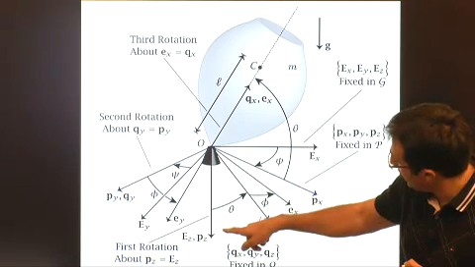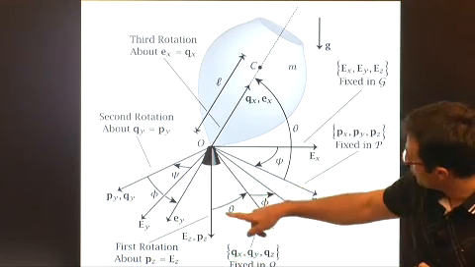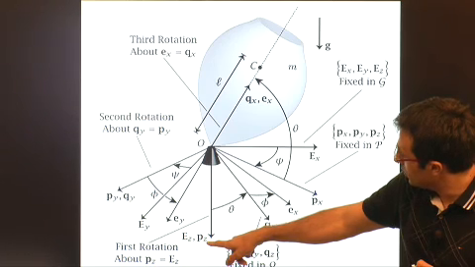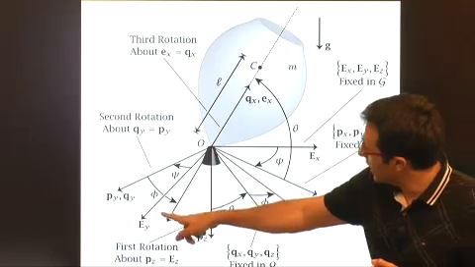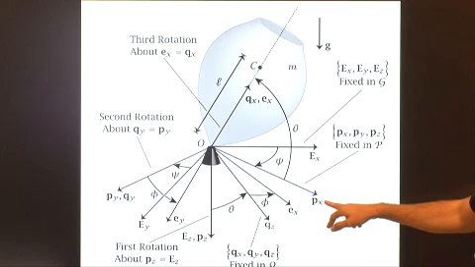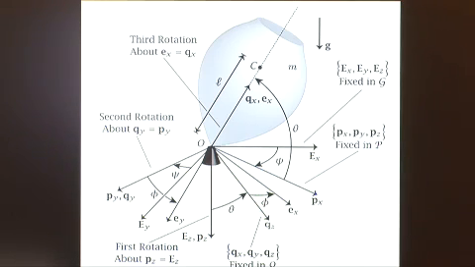3-2-1 means that the first rotation is about the EZ axis of an angle psi. So EZ and the new axis called PZ are the same because the rotation is about that axis. Big EY becomes PY, big EX becomes PX, and there is this rotation psi. Okay, that's the first rotation, the 3 rotation.